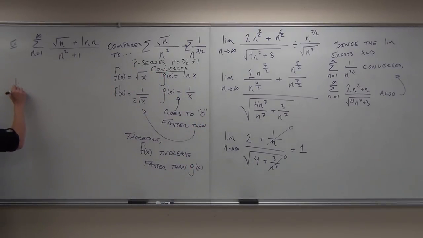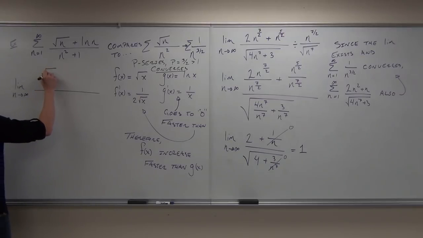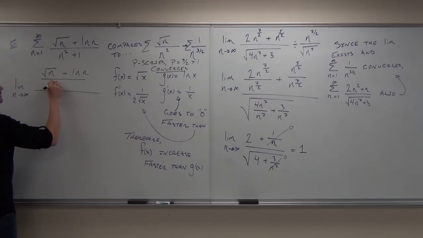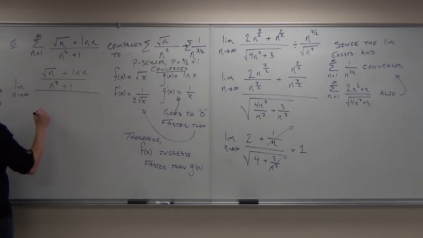So we start off with a limit as n approaches infinity of, what goes on our numerator, please? Square root of n plus ln n. Oh, that's going to be nasty. N squared plus 1, all over what? Over n to the 3 halves. Yeah, that's right.